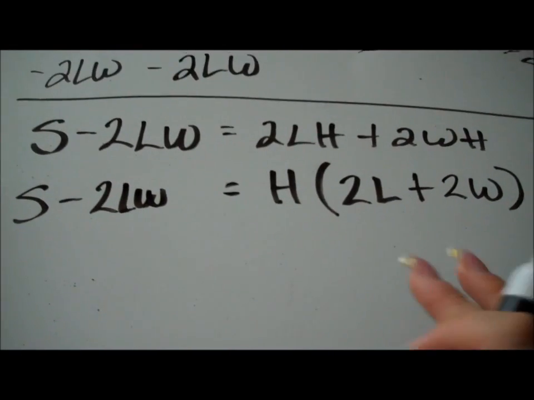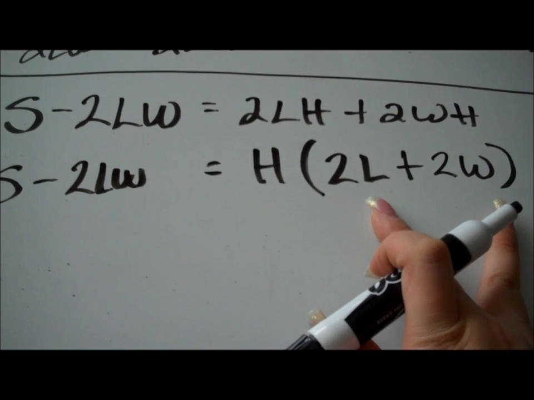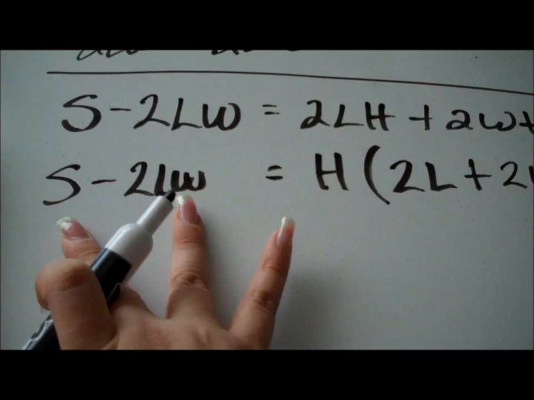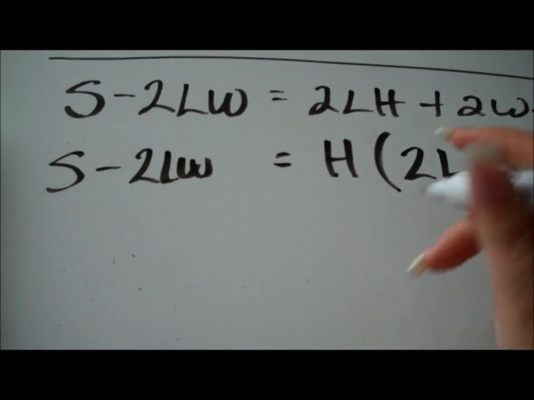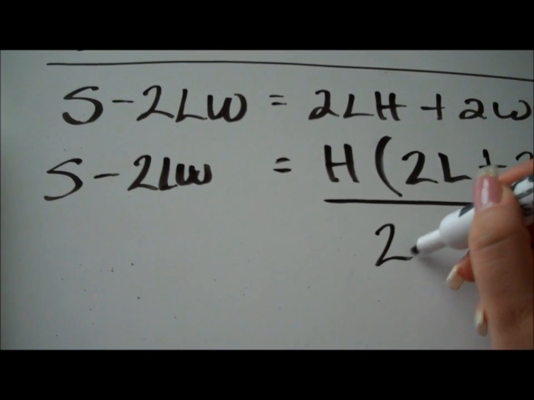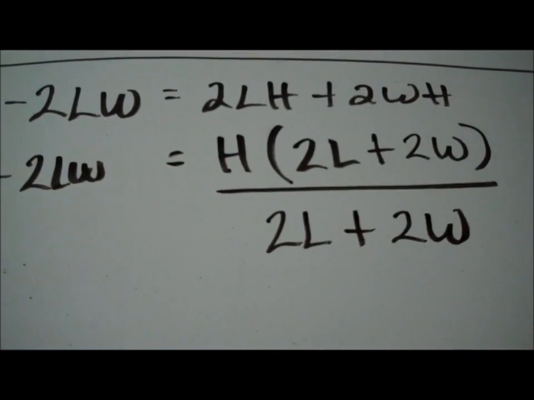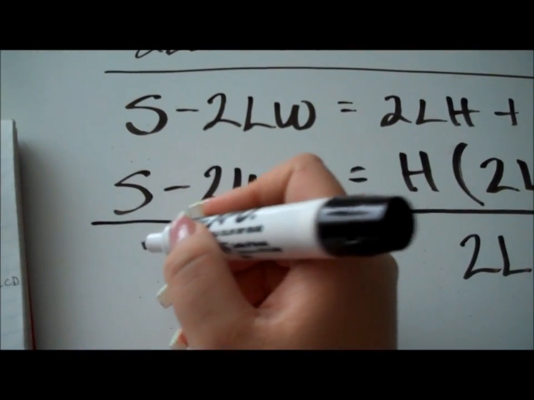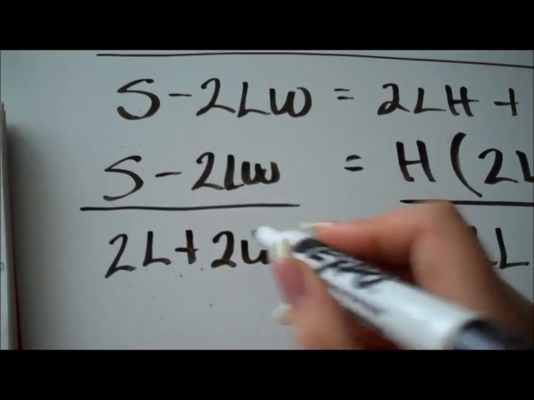Okay, so the only thing attaching this h to this set right here is multiplication. So I need to move this entire thing over here. So what's being done here? Multiplication. The opposite is division. So I'm going to divide the right-hand side by 2l plus 2w. But what do I do to one, I have to do the other. So I'm going to divide this side by 2l plus 2w.